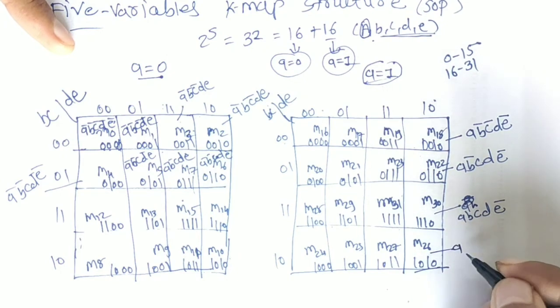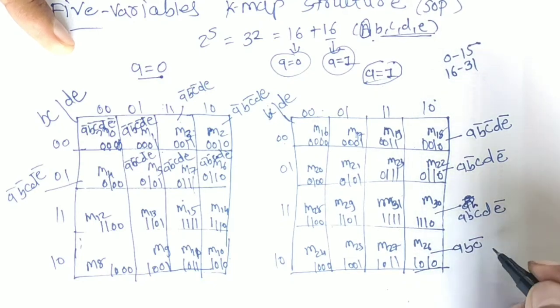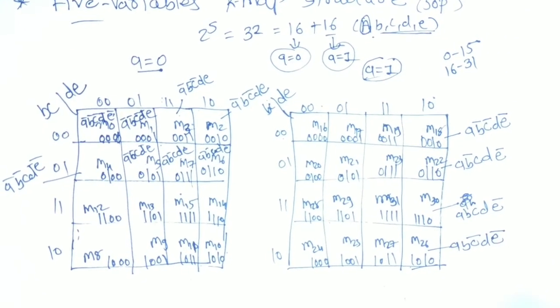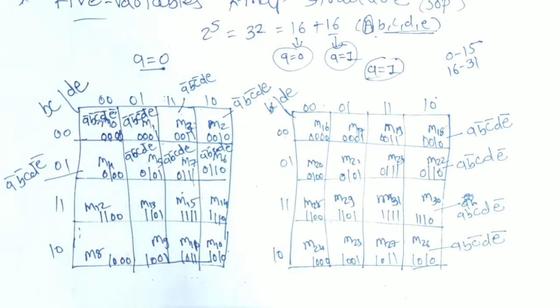We have to take the value of A as 1. So this is A, B is also 1, C is 0, C bar, D 1 and E is also 0. So this is how the address can be represented in the 5 variable K-map structure, right?